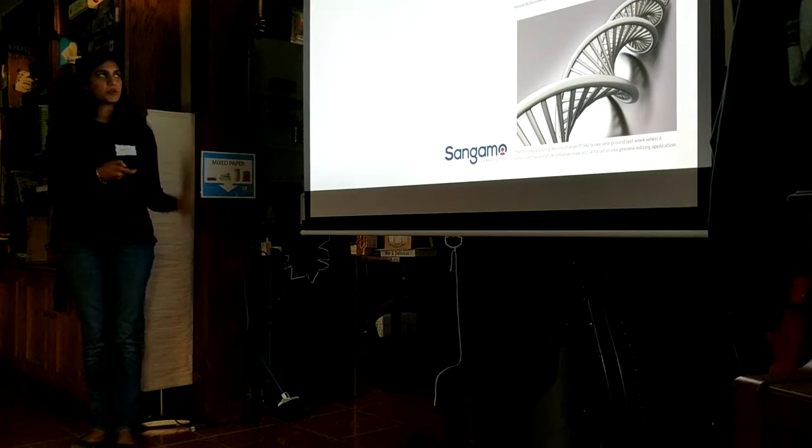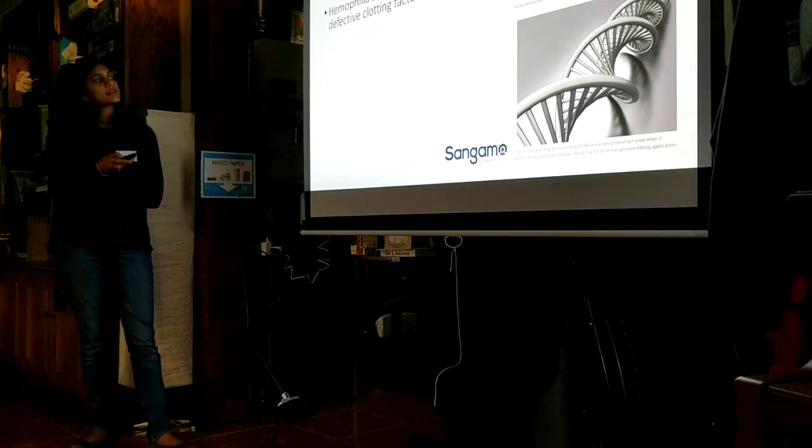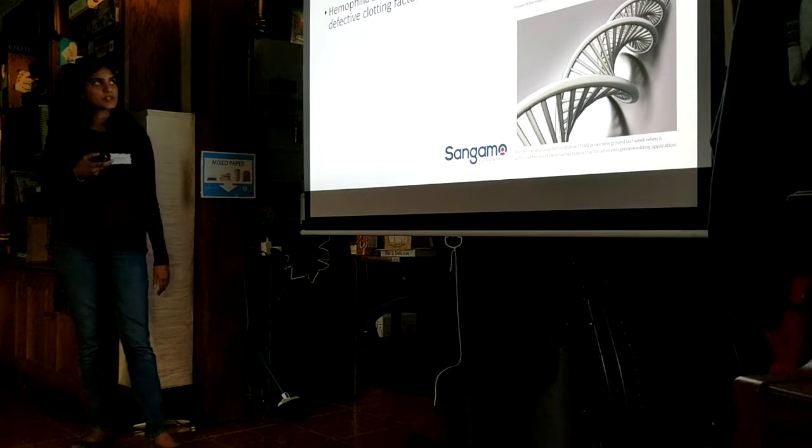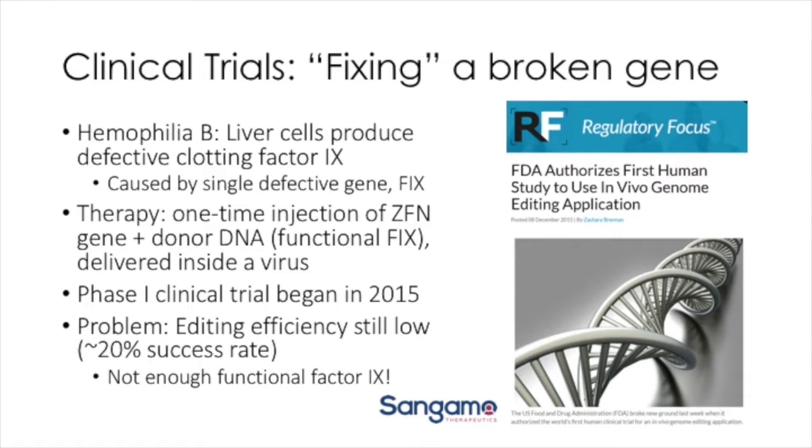So what if we want to fix a broken gene as opposed to just disrupting one? There's an ongoing clinical trial for Hemophilia B, which is, again, a monogenic disease in which liver cells produce a defective clotting factor called factor 9. This is caused by a single defective gene, and the therapy being developed for it is a single one-time injection of the gene for zinc finger nuclease plus the donor DNA, which is functional factor 9, and it's delivered inside a virus. The phase 1 clinical trial for this began in 2015.